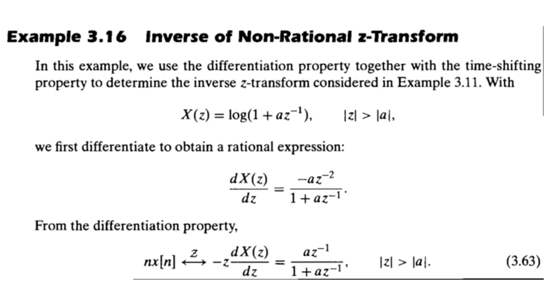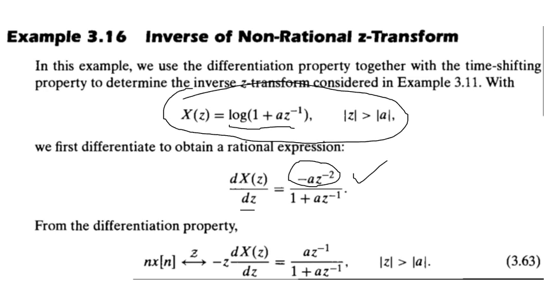For example, we want to find the inverse z transform of this non-rational function. We can use the differentiation property. If I differentiate it, I get dX/dz, and the derivative of log of 1 plus a z inverse will be 1 divided by this argument, and then the derivative of the argument. So we get this, but I need to find x[n]. How can I find x[n]? We know the property of differentiation.